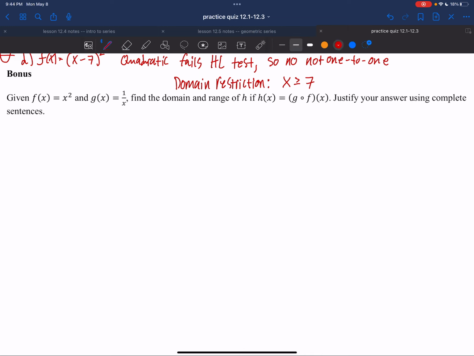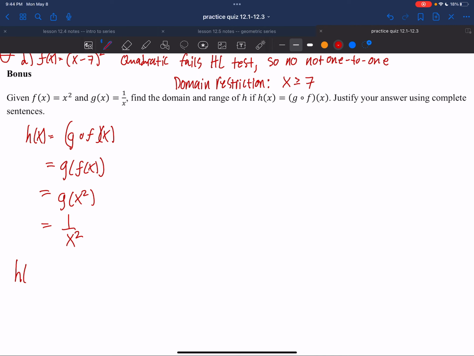Okay, bonus. And I'll do the bonus just for funsies here. I say given f of x equals x squared and g of x equals 1 over x, find the domain and range of h if h of x equals g composed with f of x. Justify your answer using complete sentences. Well, if h of x equals g composed with f of x, then that's g of f of x. So that's g of x squared. So that's 1 over x squared. That's the graph we are looking at. So h of x equals 1 over x squared.